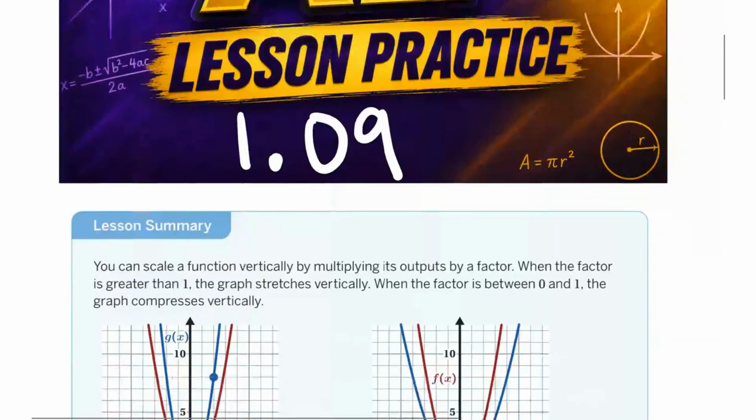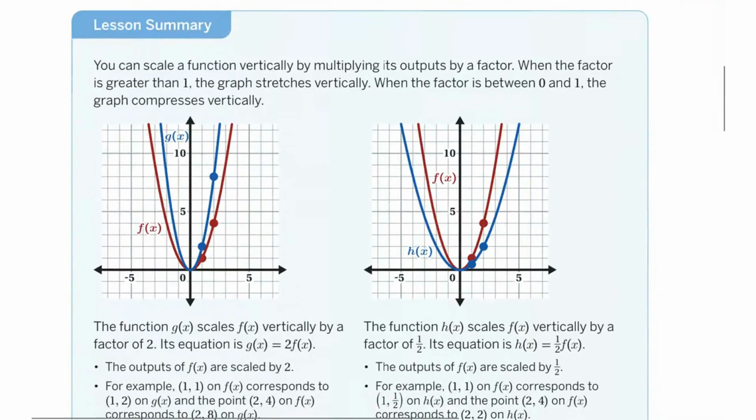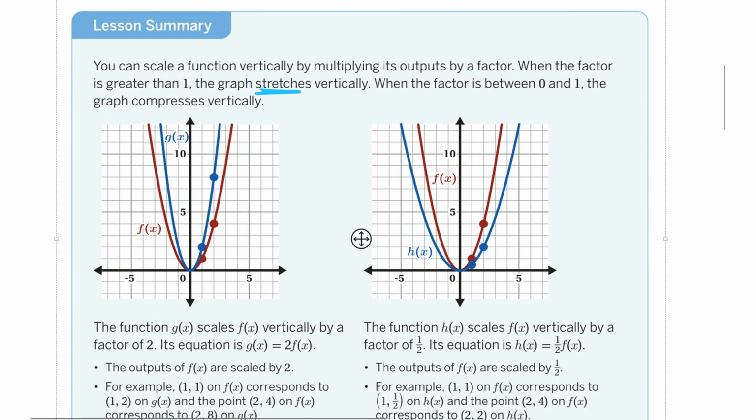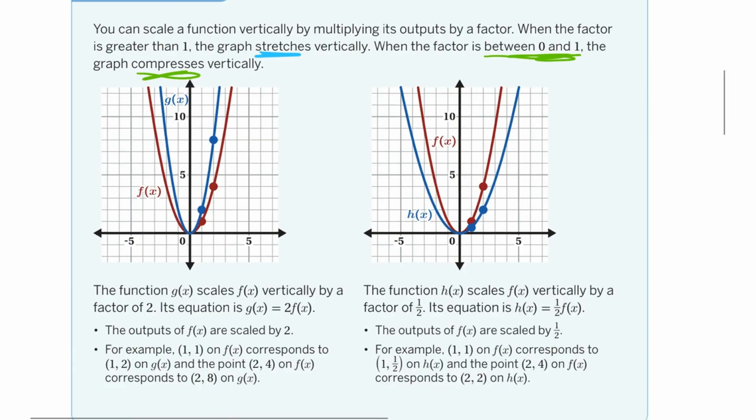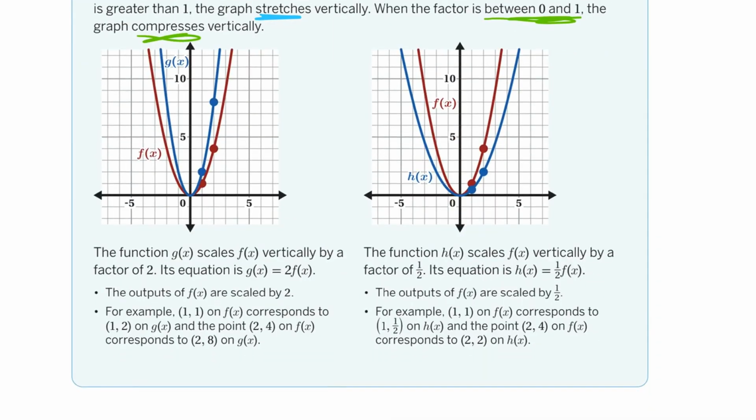Our lesson summary, to recap here, is all about scaling our function vertically. To do that, we're going to be multiplying the outputs by some factor. The key words we have to make sure we understand here is that if we multiply by something greater than 1, it stretches it vertically. Whereas when we multiply by a factor between 0 and 1, like a fraction or decimal, the graph compresses vertically.